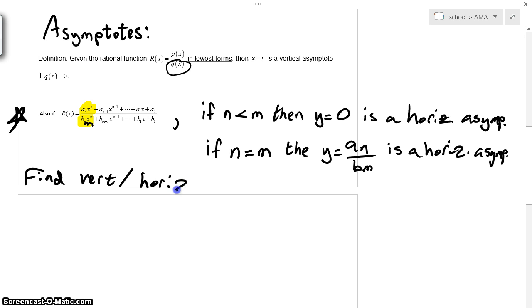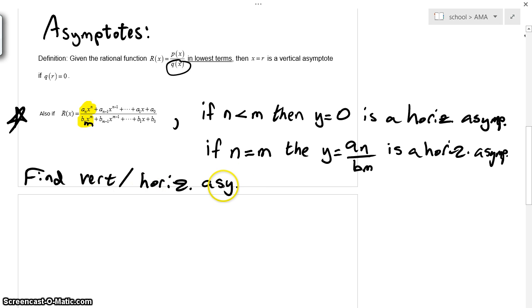Right now you might have noticed also that we have avoided having the highest power up on top being greater than the highest power down below. That's a very special case. We're not going to see that on our summer packet. We'll talk about it later in the year though.